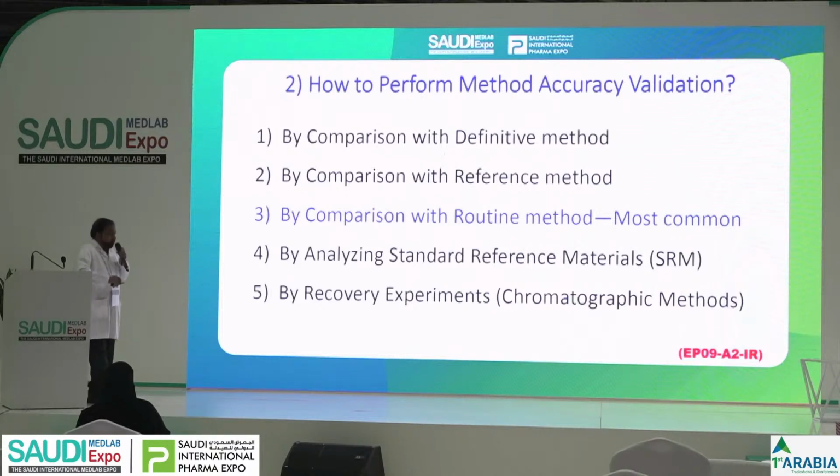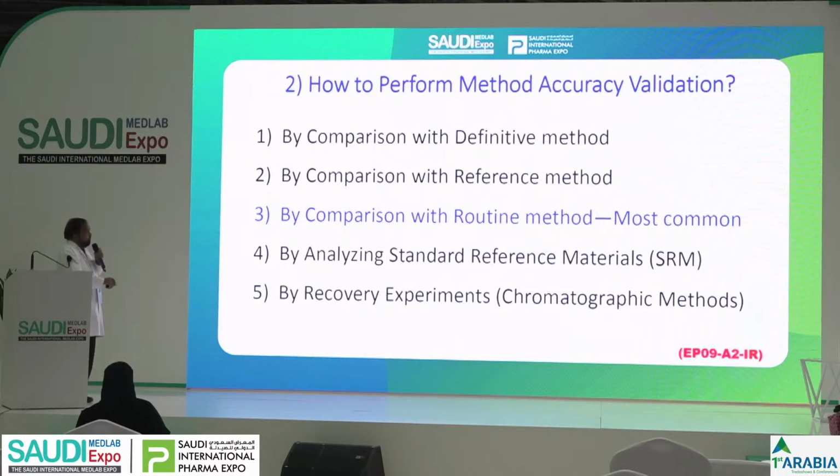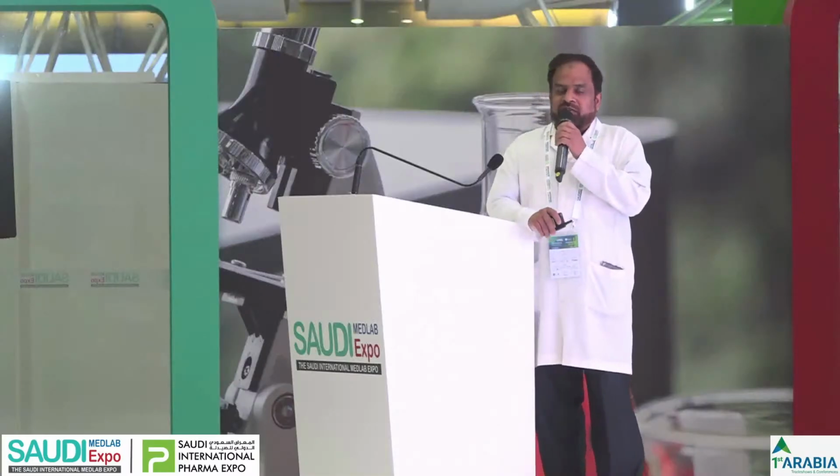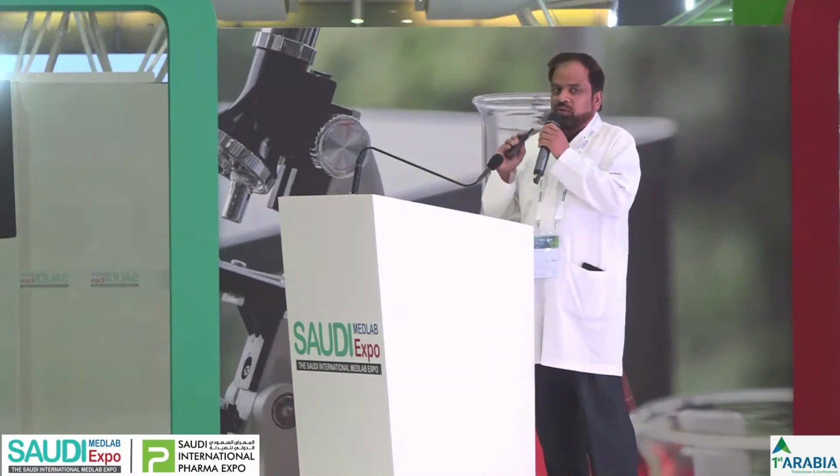Now, how to perform the method accuracy validation? There are 5 different ways that people can use in the lab. The comparison with the definitive method, the reference method, the comparison with the routine method. The third one is the most commonly used in most of the clinical laboratories. The fourth one, analyzing the standard reference material, which is available from the NIST. You can purchase material with the certificate of analysis, and then you spike this material in your pool sample and analyze this one. The last one is the recovery experiment.